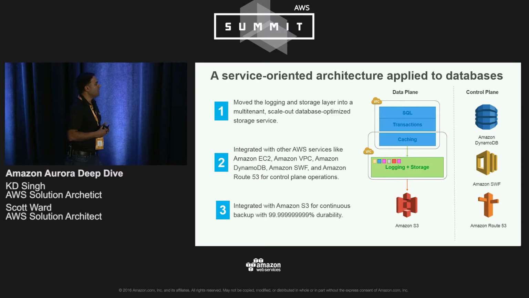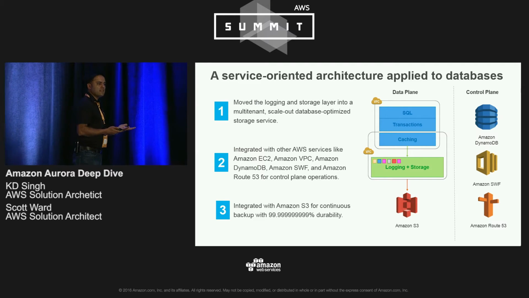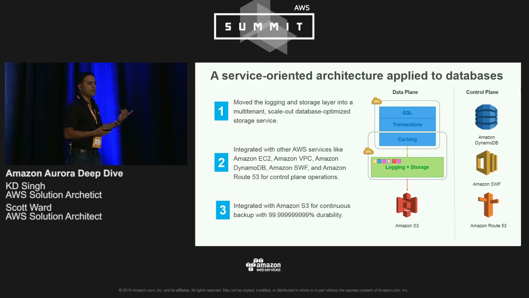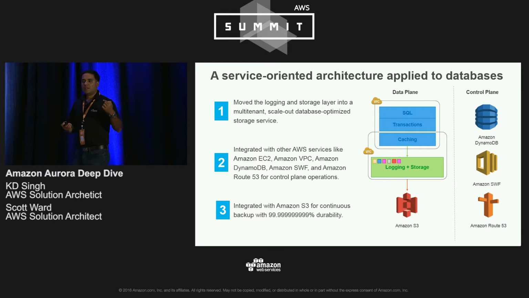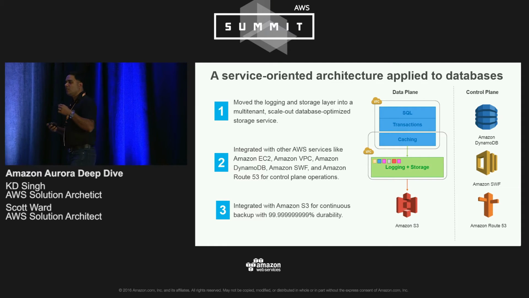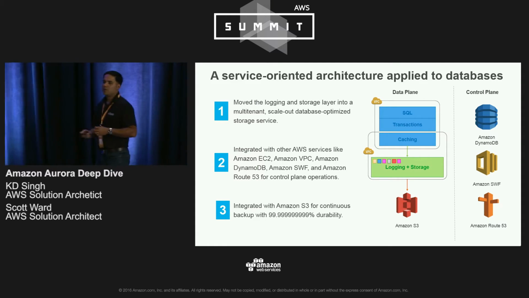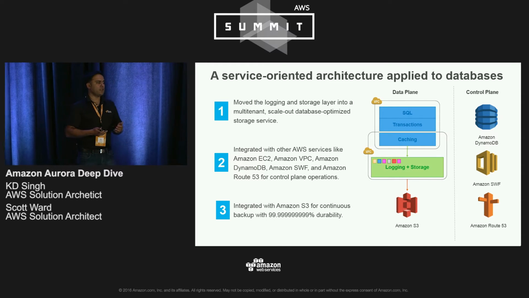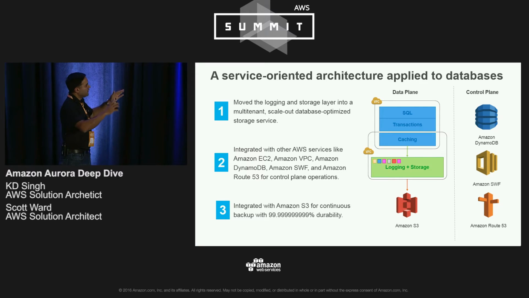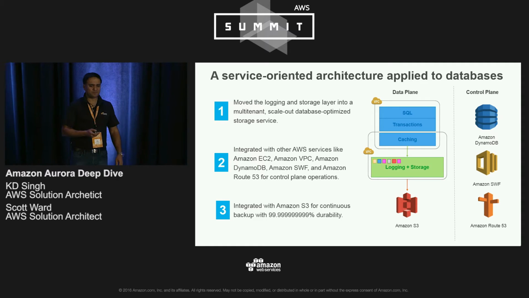And finally, we leverage Route 53, which is the DNS service, to do failovers. Using Route 53, if the primary instance goes down, Route 53 is going to do the DNS magic to failover to your replica or to your failover instance seamlessly, and it can do it in 1 to 2 minutes. So this is how SOA principles are actuated for Aurora.